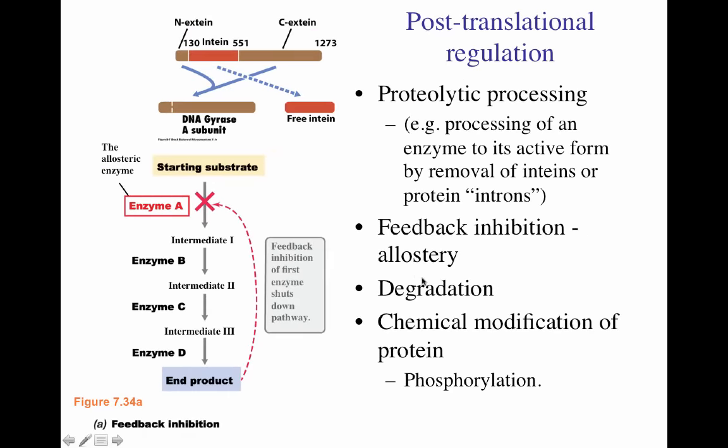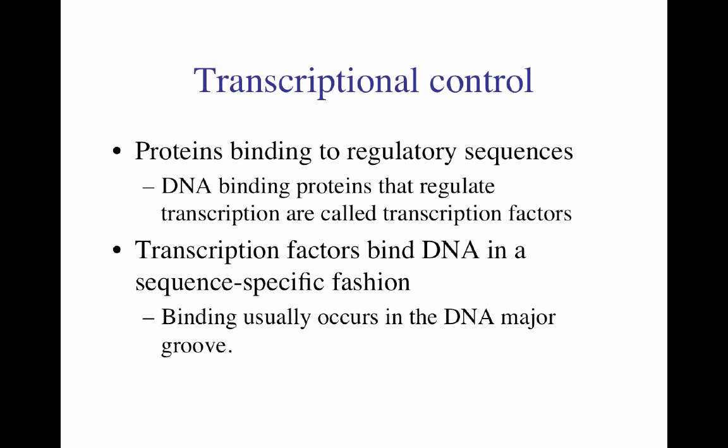You can then also have degradation of the enzyme, or you can have a chemical modification of that protein, for example, as we mentioned, by phosphorylating it. As we learned in Bio 110, you can phosphorylate proteins to either turn them on or turn them off. So let's take a look at transcriptional control. You're going to have proteins that are able to bind DNA, and they're going to bind to regulatory sequences in the promoter. Those DNA binding proteins are called transcription factors.